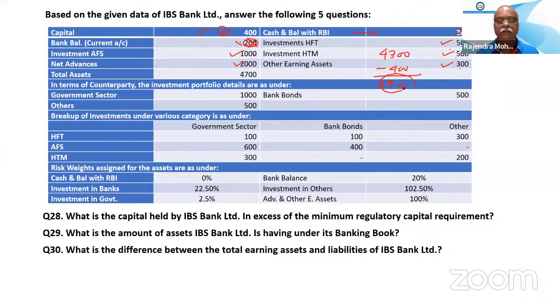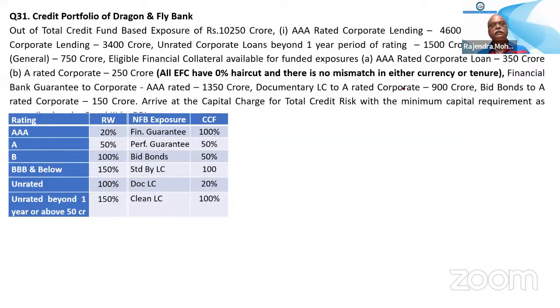Okay, sir. Clear? Okay. Next one. Here, the credit portfolio of this bank has been given. Out of the total credit fund-based exposure is 10,250, out of which AAA rated corporate lending is 4,600. So I will take here outstanding or exposure 4,600. This is for AAA. I am writing in this AAA only. Then A rated 3,400. So this will be 3,400.